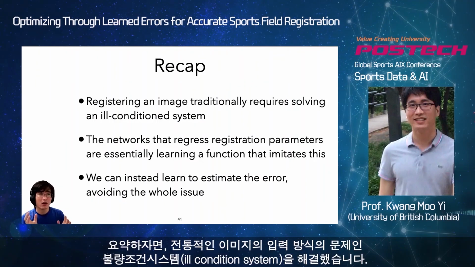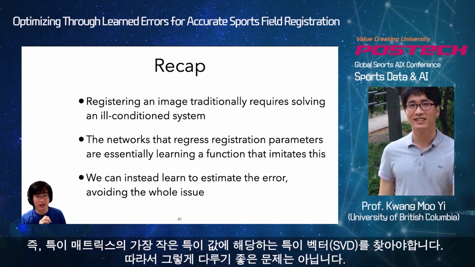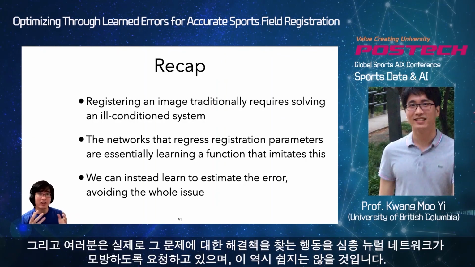So in summary, what we did is that we first saw that the registration of an image traditionally requires solving an ill conditioned system, meaning that you have to find the singular vector that corresponds to the smallest singular value of a matrix that is singular. So this is really not a nice problem to deal with. And you're actually asking a deep network to imitate the behaviors of finding a solution to that problem. And that's going to be hard.